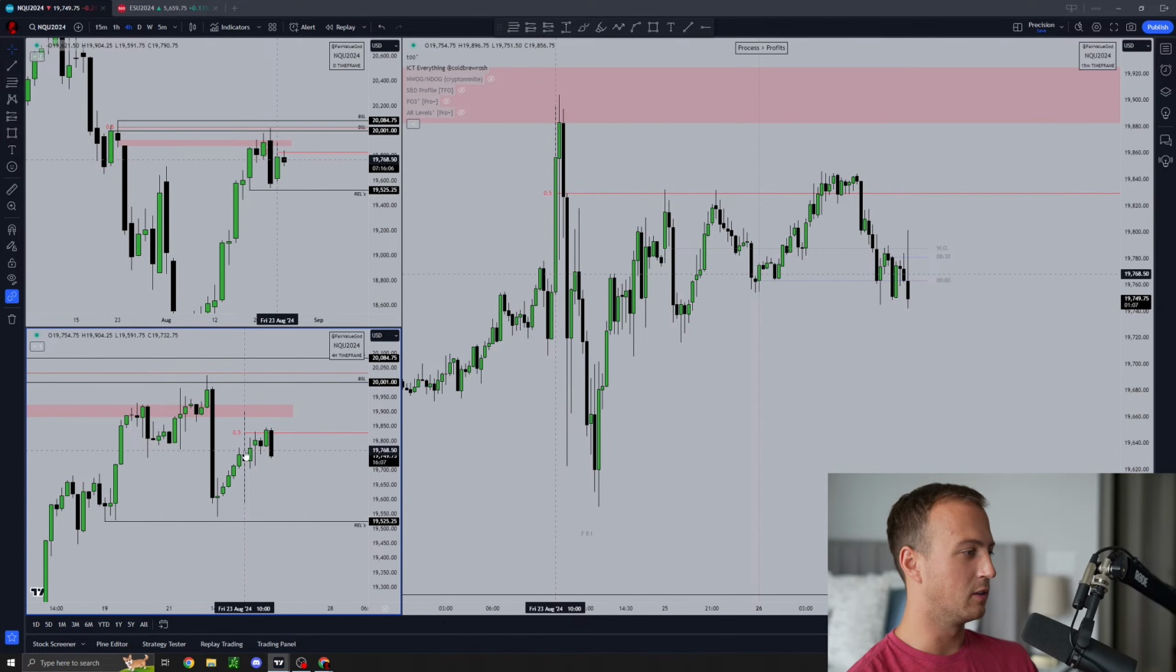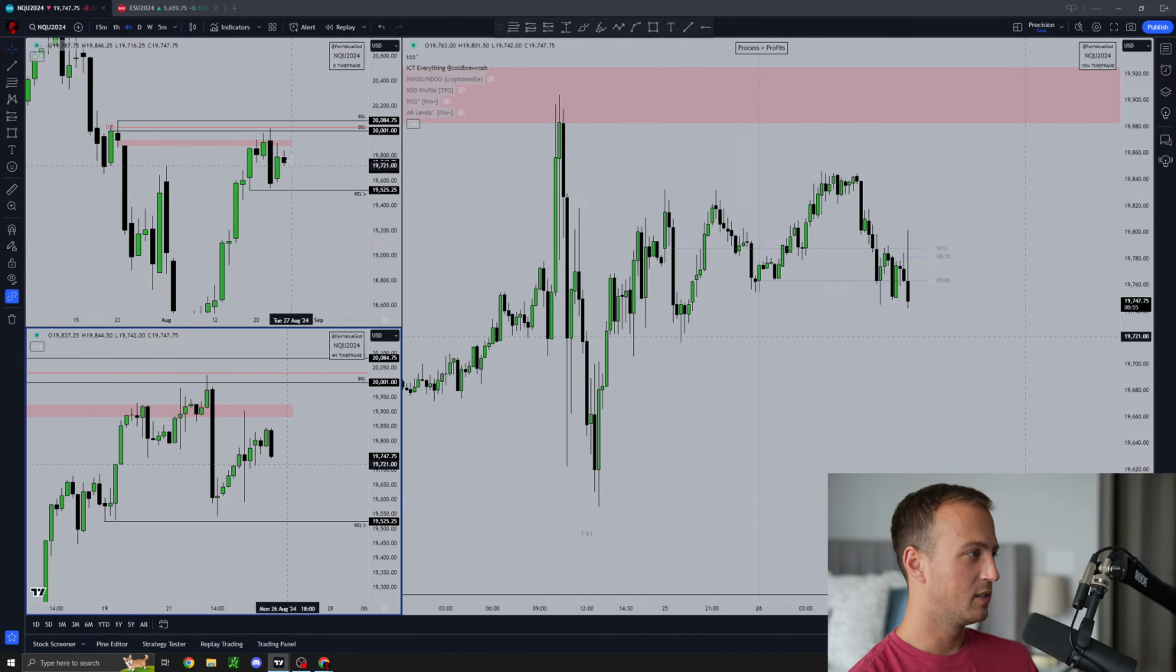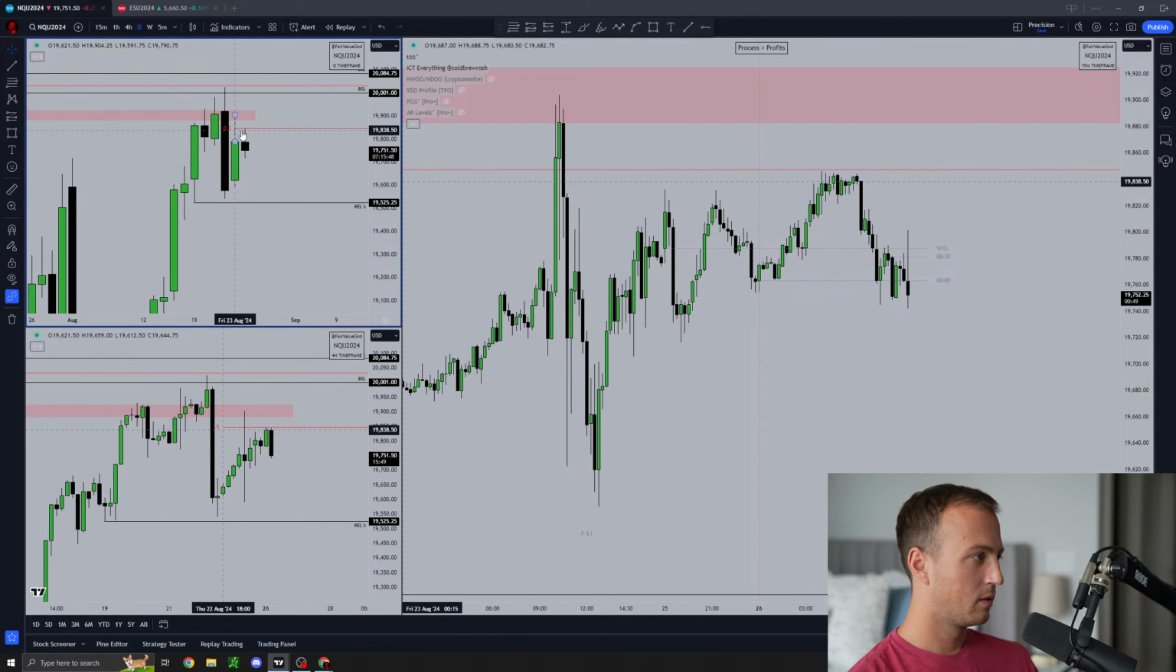But if we cut this large wick in half on the 4 hour, you can see 1, 2, we've actually come up and hit it 3 times. Something I kind of noticed. Same with the daily. This daily wick here, actually haven't touched that yet. Got close though.